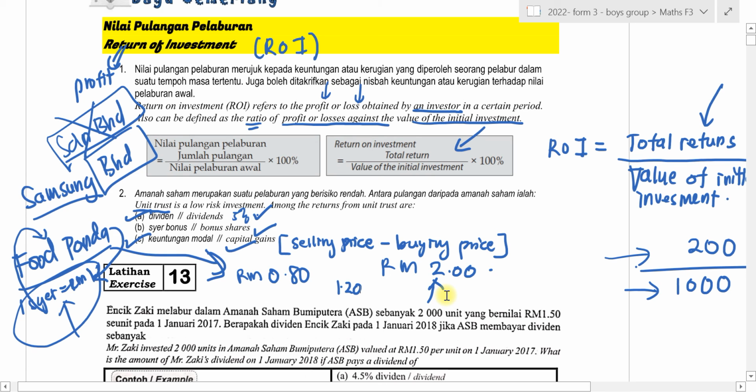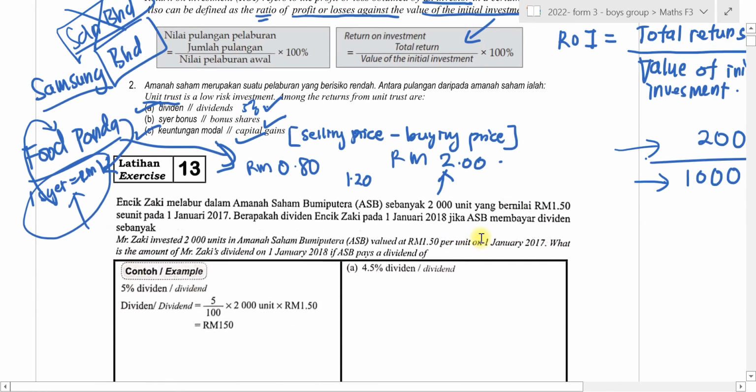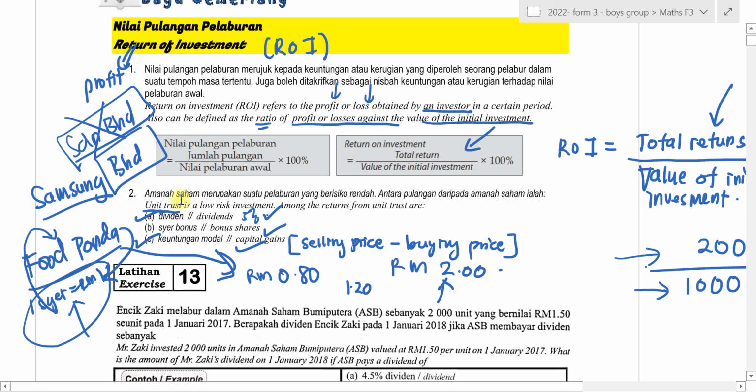Okay. So the key point of investment is patience. If you cannot be patient, you don't do investment. Okay, I'm talking like an investment guy already. Right. So you see the unit trust, we got three types of returns. Dividend, bonus share, and capital gain.